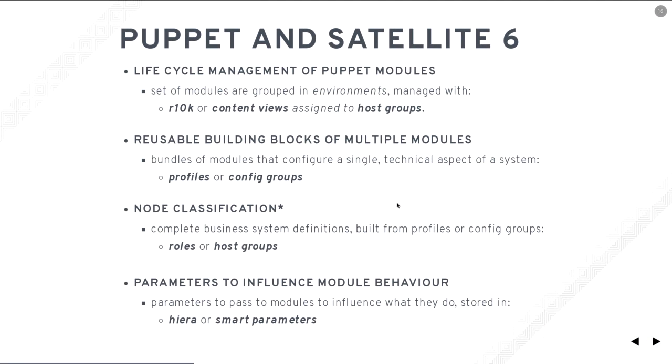What I'm going to go through with you is a couple of concepts that we're going to put against each other, and try and see if we can get some pros and cons from both. The main topics I want to cover are lifecycle management for your modules with something like R10K or the Satellite native version, which is content views. We're going to talk about building blocks for technical purposes, often called profiles in Community Puppet, and the Satellite native equivalent, which would be a config group. We're going to talk about roles, which is a bundle of profiles, a higher level of abstraction to build a system's definition, as opposed to host groups. And finally, we're going to talk about Hiera versus smart parameters.